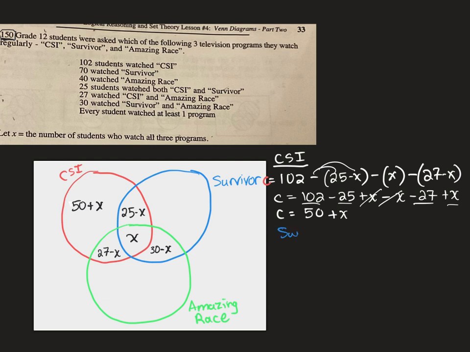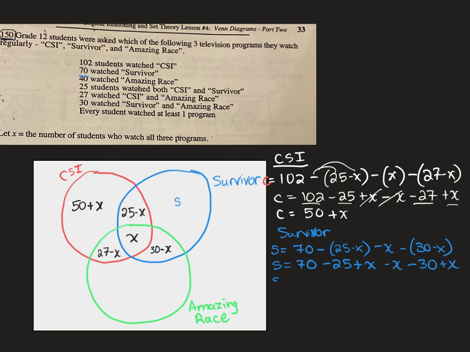Let's do Survivor. All right, Survivor, they tell us 70 watched Survivor. So I'm going to call this region S just for a moment. S would equal 70 minus all those other three regions within the Survivor circle. So minus bracket 25 minus X, minus 30 minus X. All right, make sure you have brackets around the binomials. Okay, now we distribute the negatives, drop the brackets, just like we did on the last one.